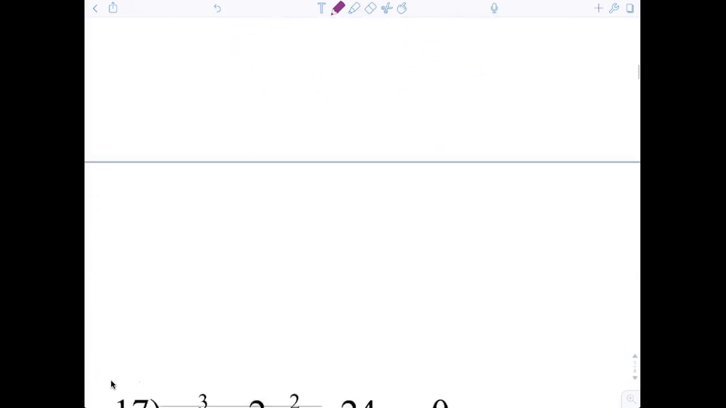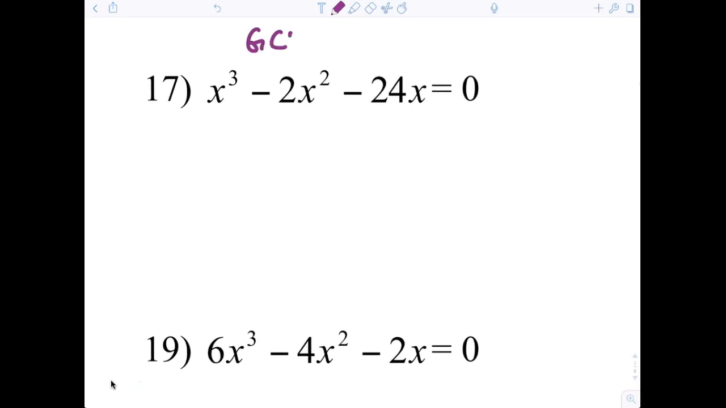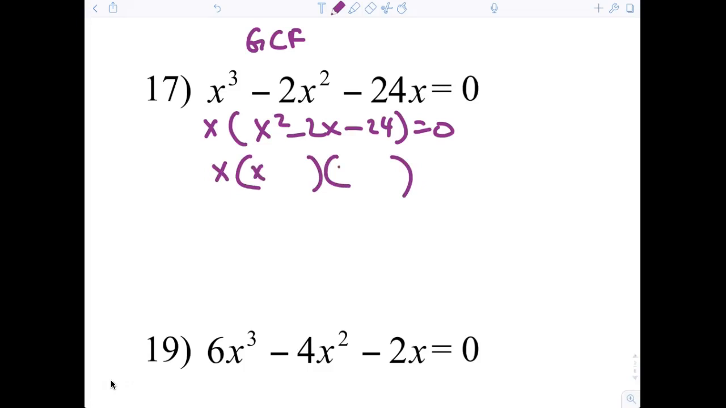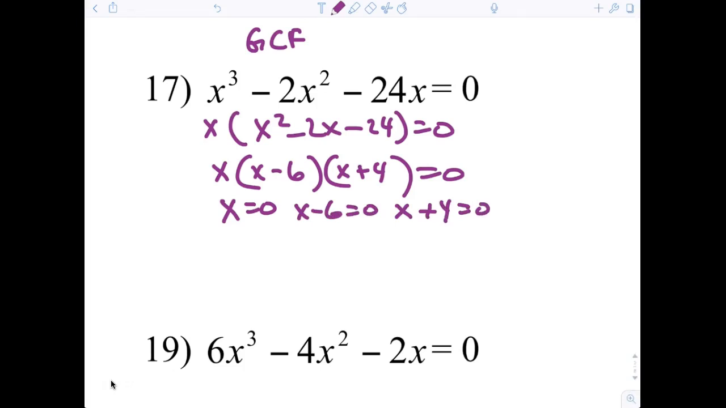All right, let's look at 17, please. Now you got to be careful. GCF. What is the GCF? X. So when you pull out x, you're left with? X squared minus 2x minus 24. Beautiful. And now I need to factor again. 6 and 4. So it'd be what type of 6? Negative and positive. Beautiful. And now x equals 0. X minus 6 equals 0. So x equals 0, 6, and negative 4.